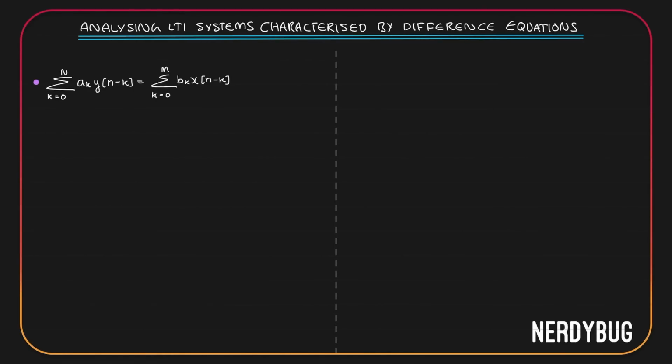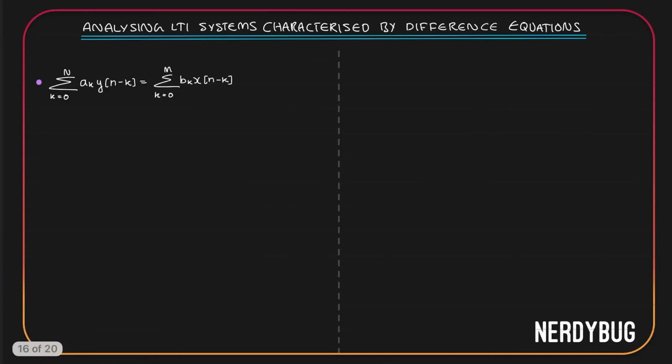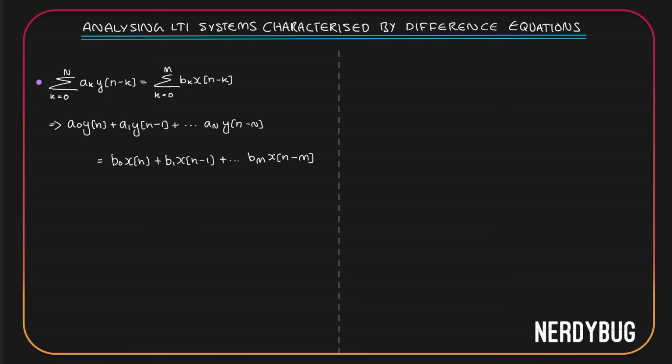We saw a discrete time LTI system is defined by a linear constant coefficient difference equation, and its general form is this. This can be expanded like this: a0 y of n plus a1 y of n minus 1 plus up to aN y of n minus N is equal to b0 x of n plus b1 x of n minus 1 plus up to bM x of n minus M.